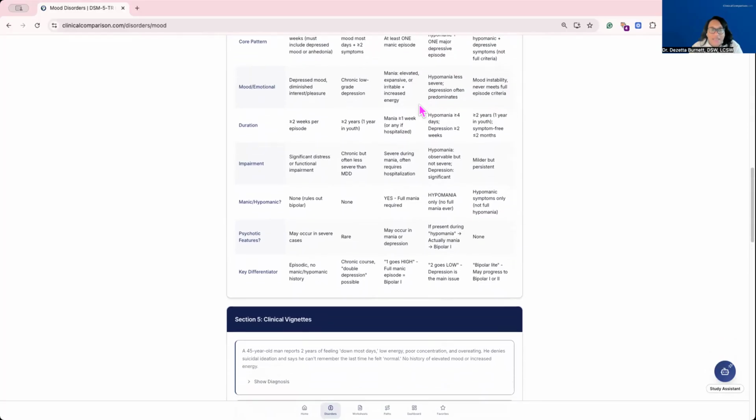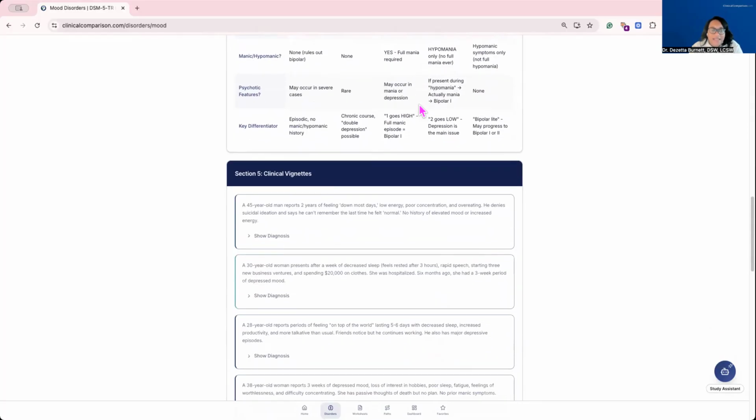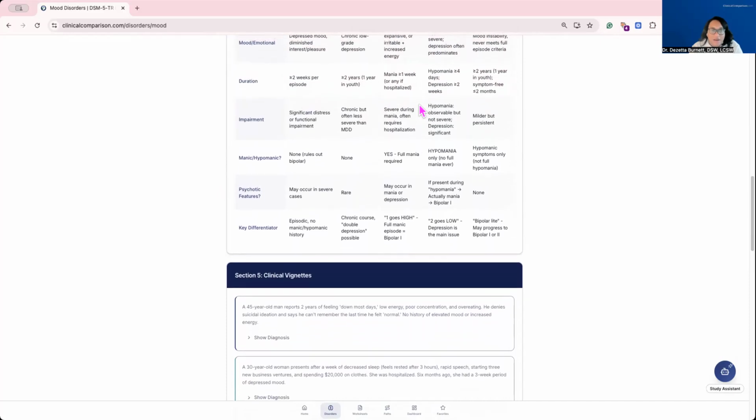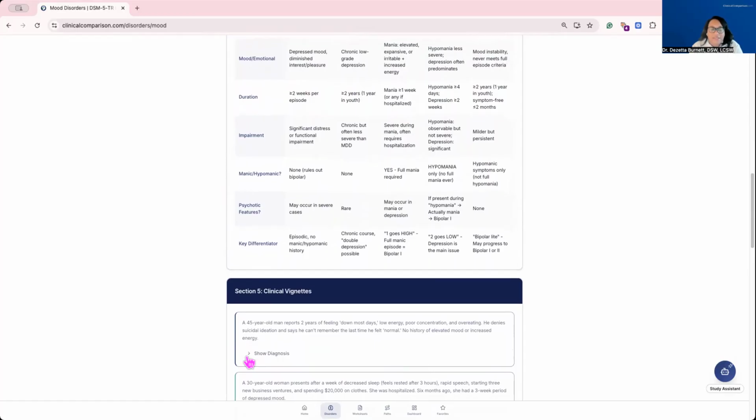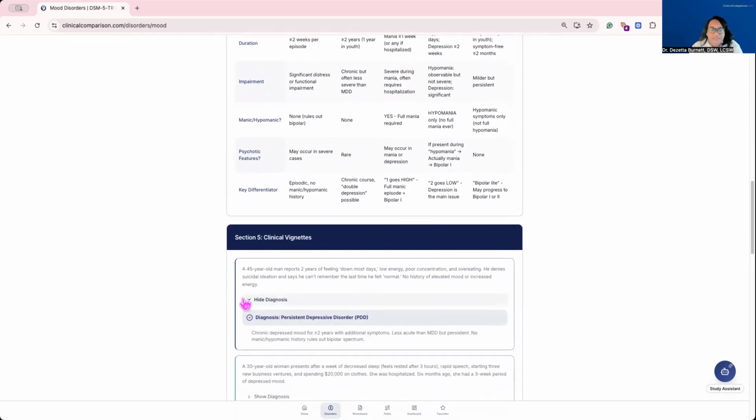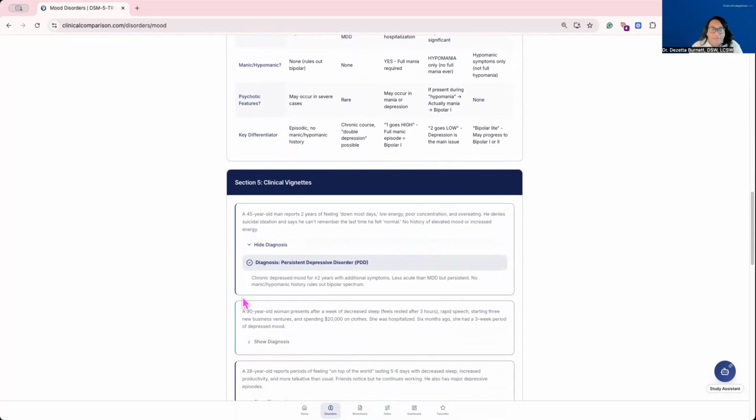So what I do see is some depression, but a more persistent depression, right? Something that at 2 years is letting me know this isn't a short period of time. And so that's why I would look at persistent depressive disorder, because there's chronic depression and he has these additional symptoms. It's less acute than major depressive disorder, but it's persistent. And I don't see any manic or hypomanic history, so I ruled out bipolar.